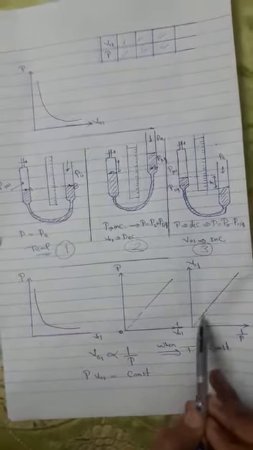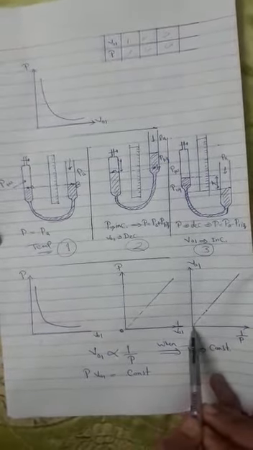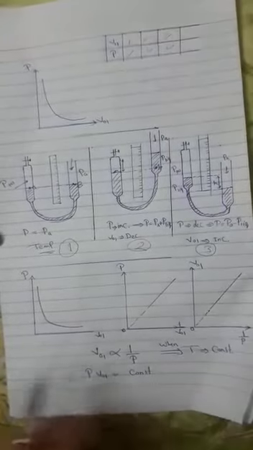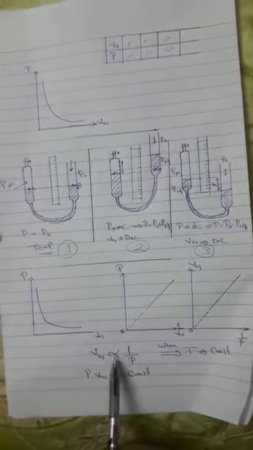The extension of this line intersects with the origin. So the volume is directly proportional to the reciprocal of pressure. So pressure times volume equals a constant at constant temperature.